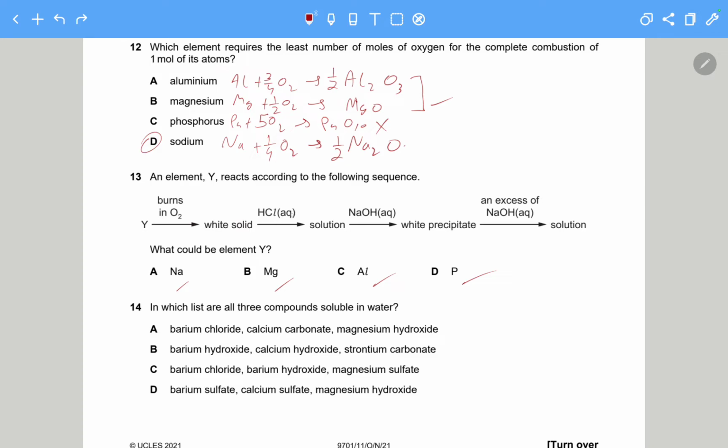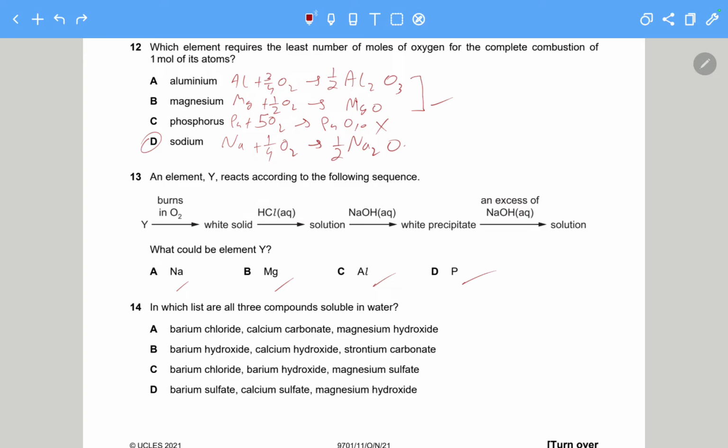Then from the white solid, we add HCl and it dissolves to give a solution. So it doesn't dissolve, it reacts or something. So again, sodium oxide is a base. It will react with HCl to give a solution, NaCl. MgO will react with HCl to give MgCl2, another solution. Al2O3 is amphoteric. It can behave as an acid and a base. So in the presence of an acid, it will behave as a base and it will also form something in a solution. And then P4O10 is acidic and it will probably dissolve in the HCl. So again, we can still consider all 4 to be in the race.